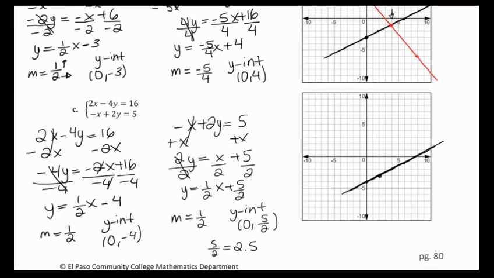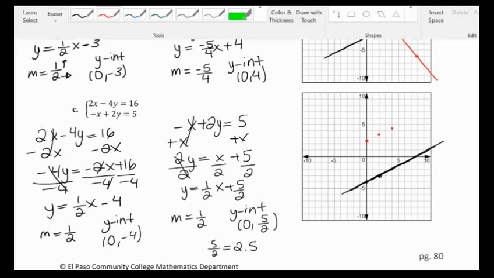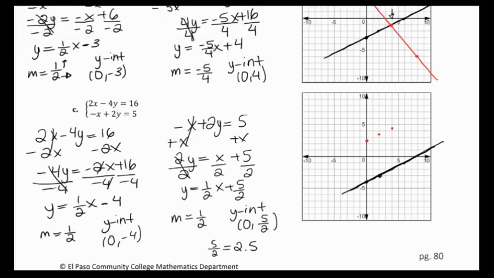Okay, let's plug in our y-intercept. So 0, comma 2.5, and then 1 up and 2 to the right, 1 up and 2 to the right. We connect our points to create our line. As you can notice, my lines are never intersecting, which means that there is no solution for this system.